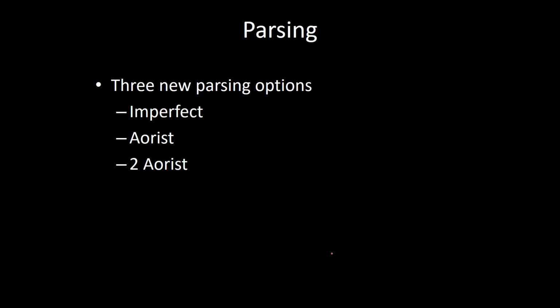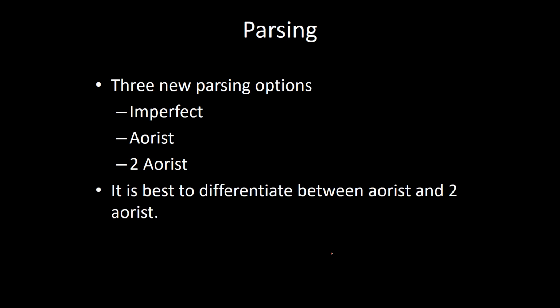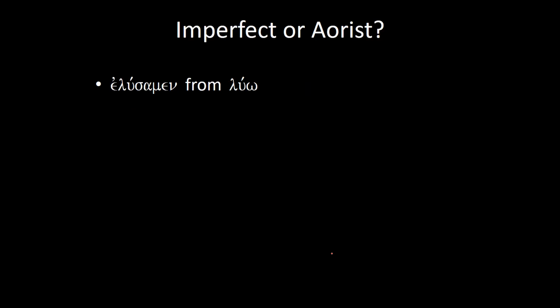So now, when we're parsing, we've got three new options. We had present, we had future. Now what we have is imperfect, we also have aorist, and we have second aorist. And it is best to differentiate between aorist and second aorist. That's a good practice. So let's try to practice some of these.